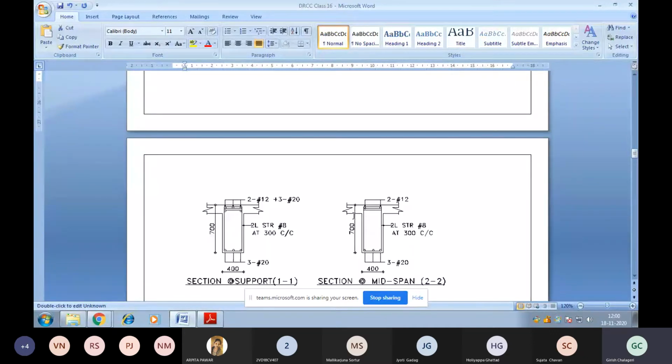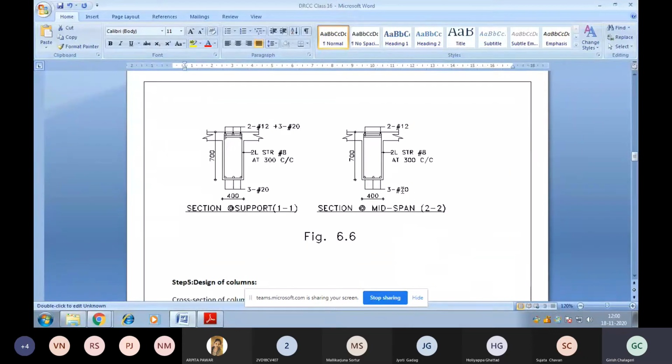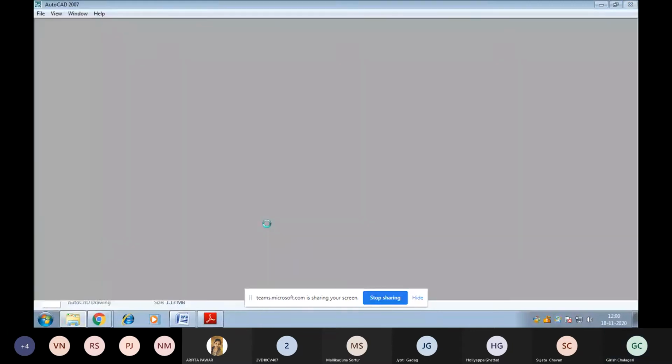we can see at mid span, at 2-2, we have got three numbers of 20 mm at bottom, and 2 numbers of 12 mm at the top, and 2-legged stirrups of 8 mm at 300 center to center provided in this fashion. Similarly, the reinforcement at this end is also provided. If you want, we can go with AutoCAD here. I will show how the reinforcement should usually be provided.